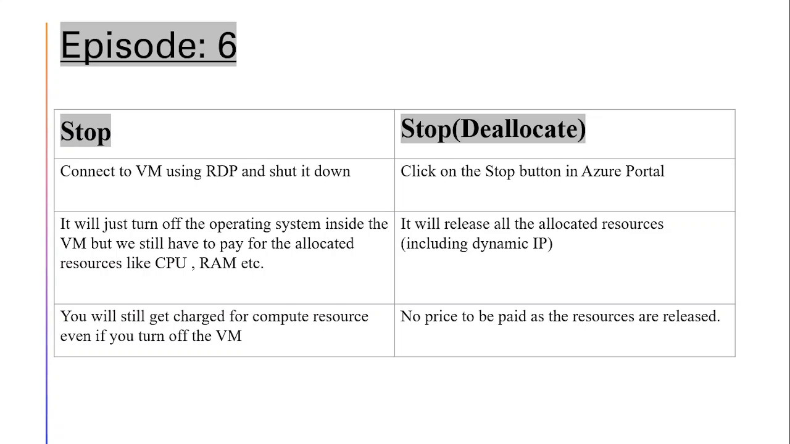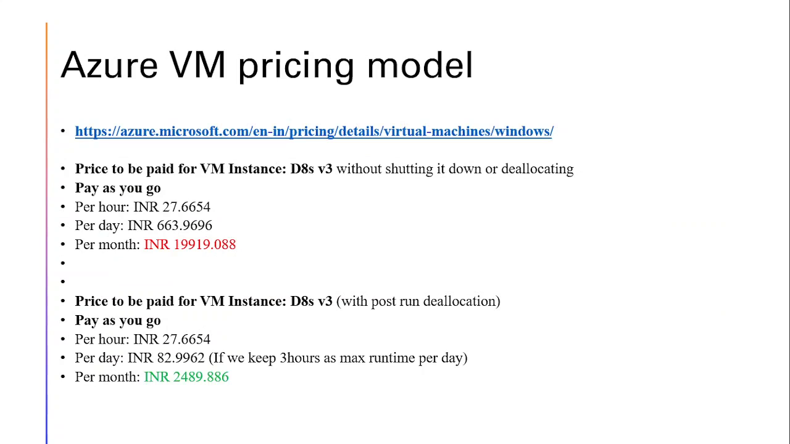So just to do a quick recap, the basic difference between VM stop and VM stop plus deallocate is that in case of VM stop, it means that virtual machine is just turning off the operating system, but we are still paying for the allocated resources. But in case of VM stop plus deallocate, we are releasing the resources and we don't need to pay anymore till the point VM is deallocated. Okay. So let's practically create the pipeline now.